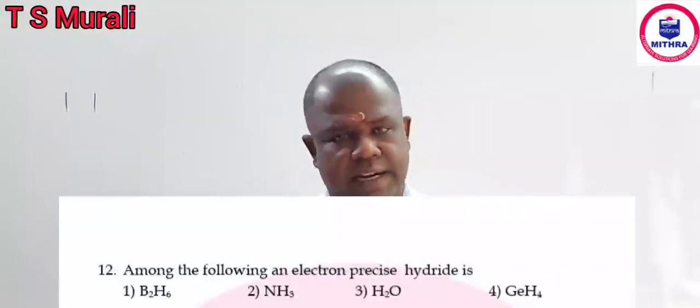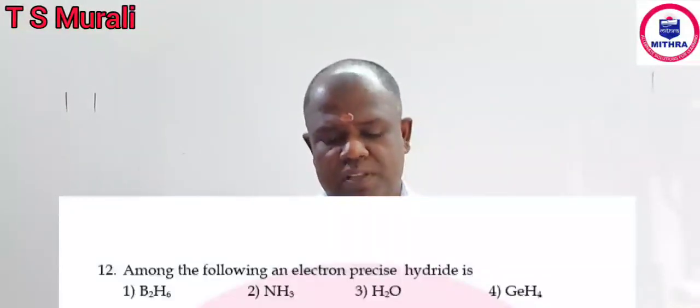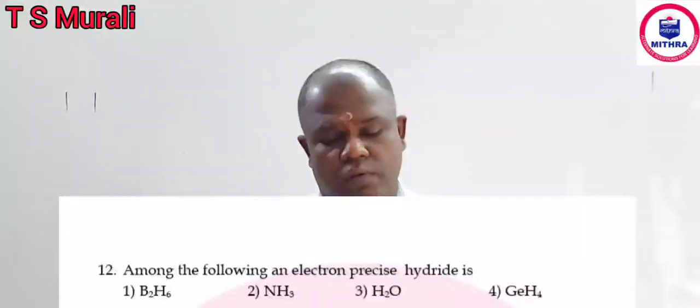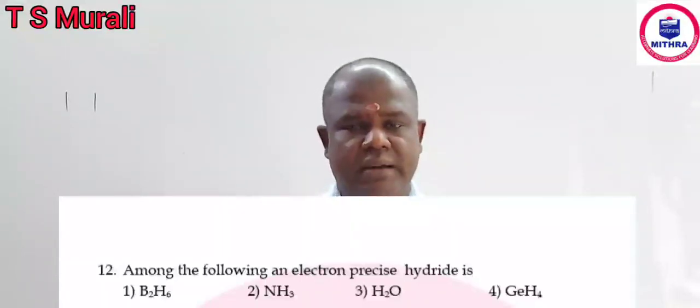Question number 12. Among the following, the electron precise hydride, just now I explained, electron precise means exactly completing octet, it is GeH4. First option is B2H6, it is a dimer of BH3, it is electron deficient. NH3 is electron rich, water is also electron rich because in NH3 nitrogen has a lone pair, in water oxygen has 2 lone pairs. After completing octet, there is a pair of electrons called lone pair. Presence of lone pair is the identity of electron rich hydride. So GeH4, exactly octet is completed.